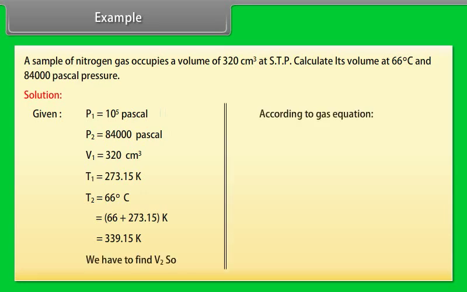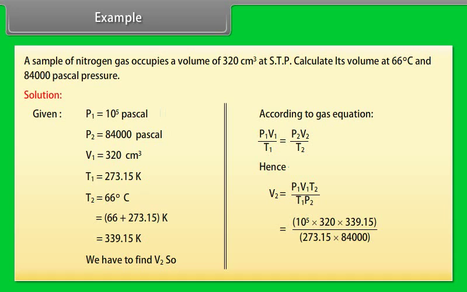So, according to gas equation, P1 V1 by T1 is equal to P2 V2 by T2. Hence, V2 is equal to P1 V1 T2 by T1 P2, which is equal to 10 raised to the power 5 into 320 into 339.15 divided by 273.15 into 84,000, which is equal to 473 centimeter cube.